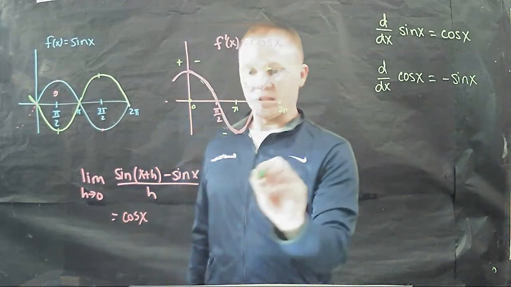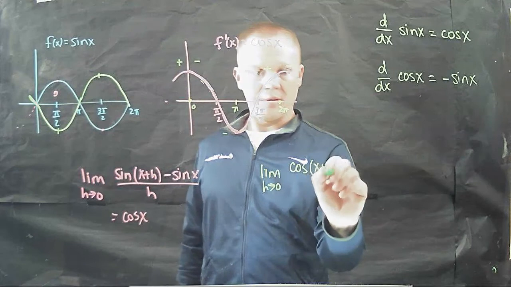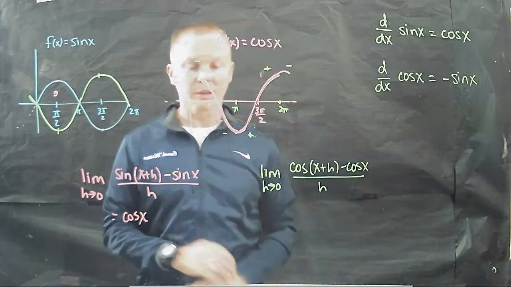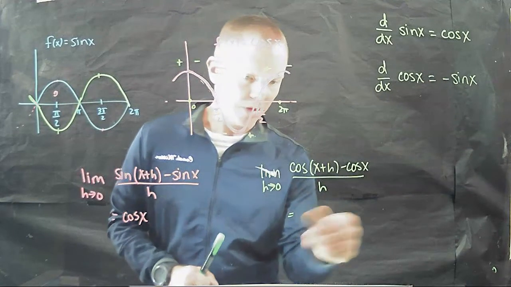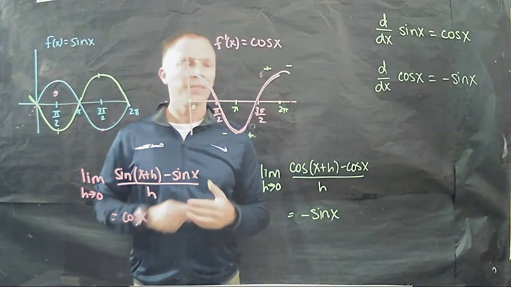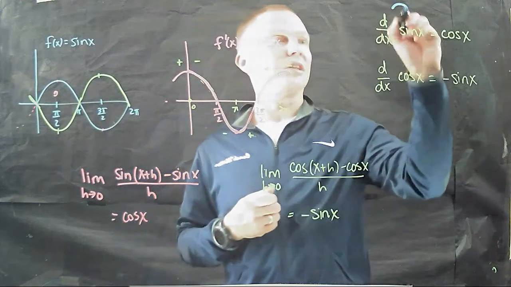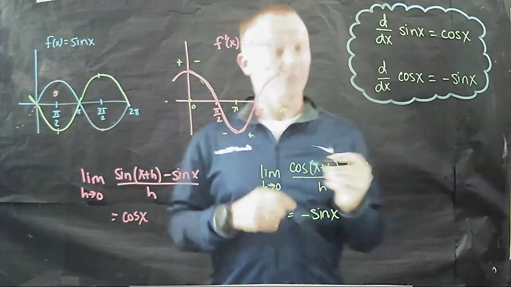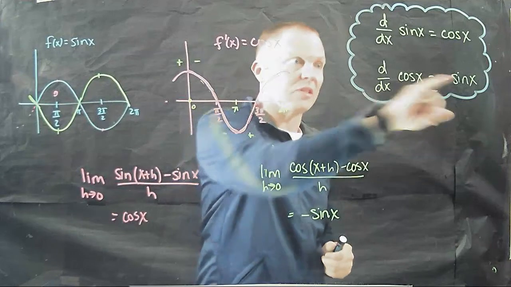Similarly, if we were to compute this limit down here, which we're not going to do algebraically, but we'll go ahead and write it out, we would get negative sine of x. Okay? So we have arrived at a pretty significant result here, people. The derivative of sine of x is cosine of x, and the derivative of cosine of x is negative sine of x.